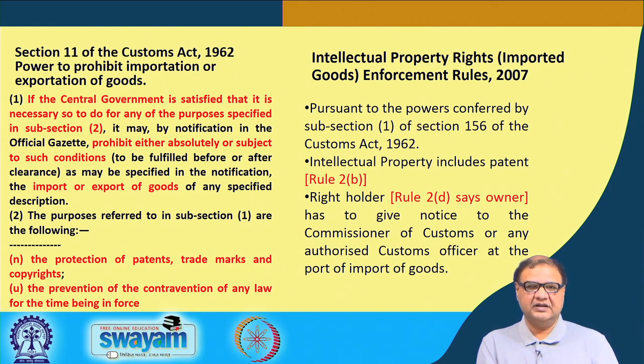And then again there is a definition of who is a right holder, which has been given in rule 2D of the Intellectual Property Rights (Imported Goods) Enforcement Rules. It says that the right holder has to give notice to the Commissioner of Customs or any other authorized customs officer at the port of import of the goods. This was to prevent the import of counterfeit goods which infringe patent rights, trademark rights or copyright.